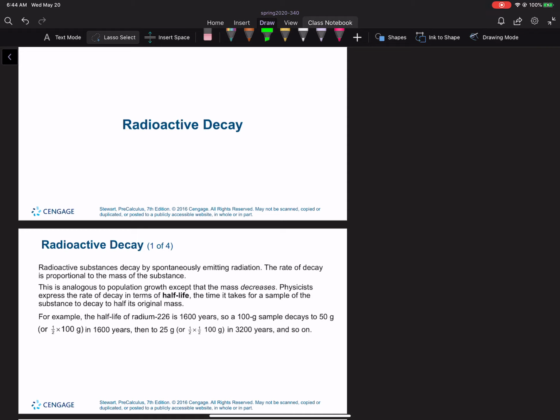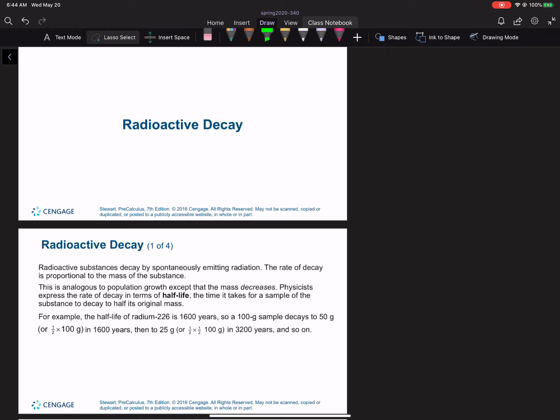Right, and the rate of decay is going to be proportional to what the substance is. So the way we think about this is that the rate of decay is determined in terms of the half-life of that substance. Think about it this way: you have a substance and it's got a half-life, and the half-life is what we're calling the time that it takes that substance to decay to half of its original amount.